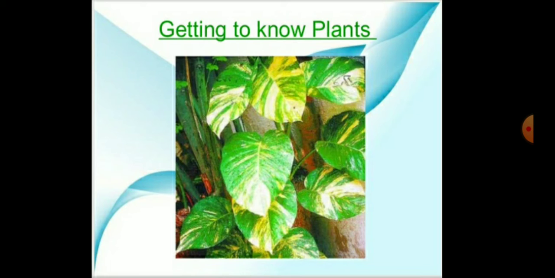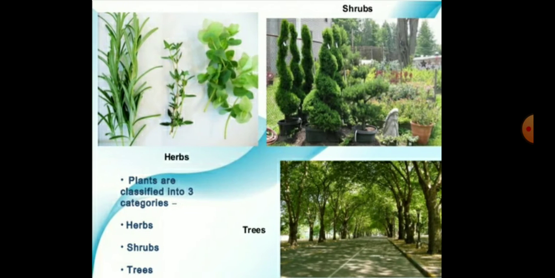So, children, today we are going to recapitulate chapter number 7, Getting to Know Plants. Children, we know the plants are classified according to their height. There are three types of plants: herbs, which are very small plants having weak stem; the shrubs are medium sized plants; and the big plants called the trees like neem tree, mango tree, peepal tree, etc.